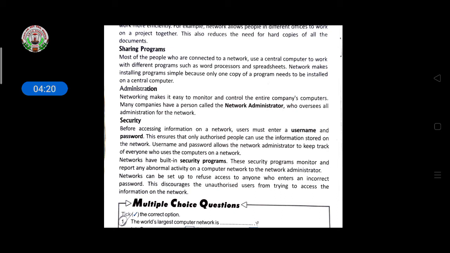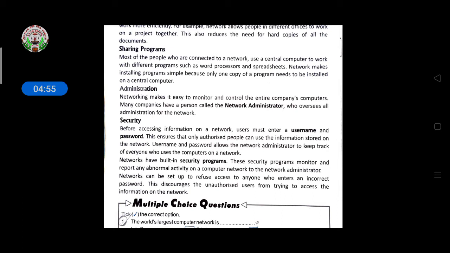So here, if you are connected and you want different programs such as the word processor or spreadsheet, it is easy to take the setup from that one particular computer where you had already saved that setup program. Then administration. Networking makes it easy to monitor and control the entire company's computers.